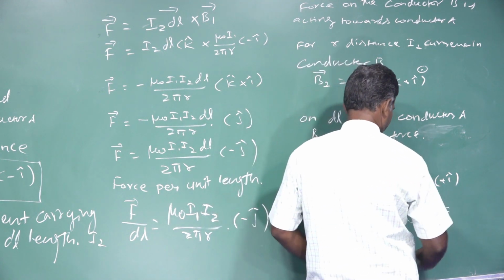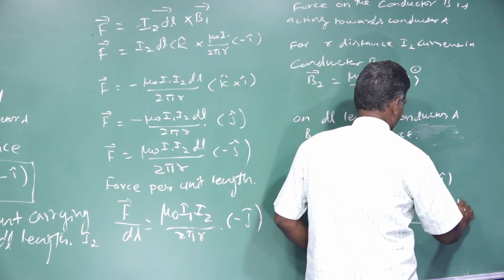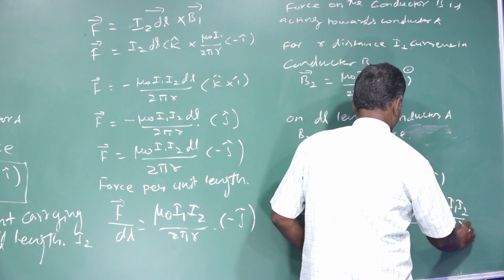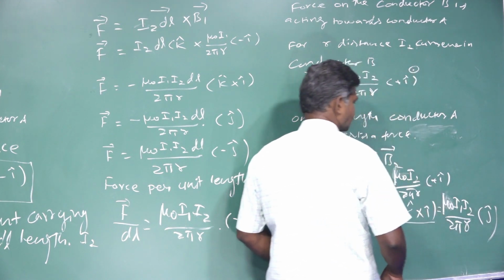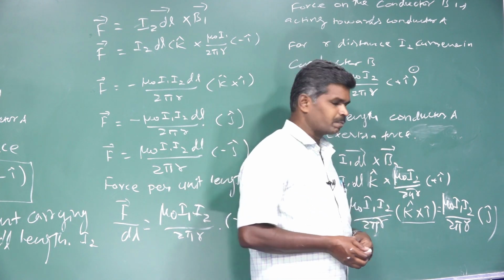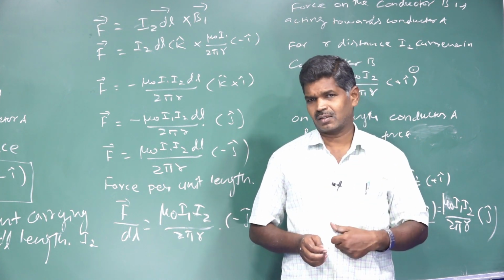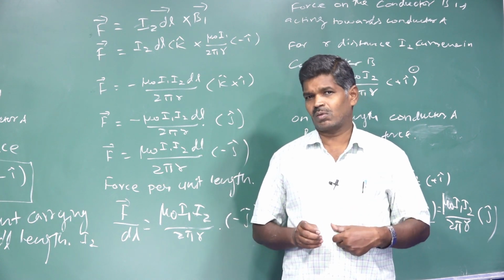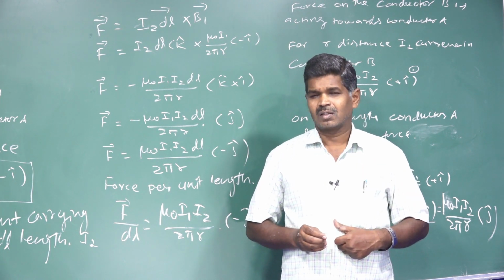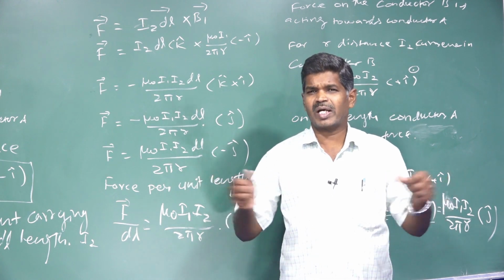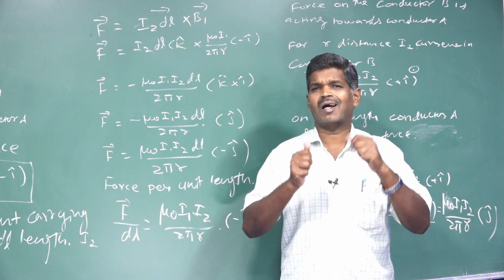So from that, the force per unit length on the first conductor can be taken as mu naught I1 I2 divided by 2 pi r, and that is along j cap. That along the j cap means the first conductor experiences a force per unit length towards the second conductor. In a similar manner, the second conductor also experiences a force towards the first conductor. That's why the forces on each conductor act towards the other conductor, and the two forces are attractive forces.